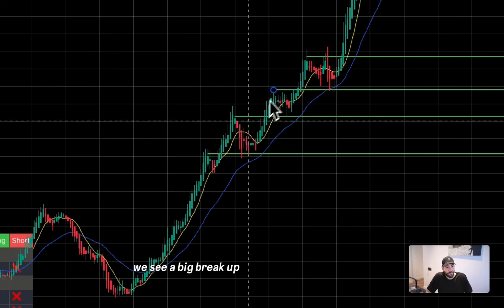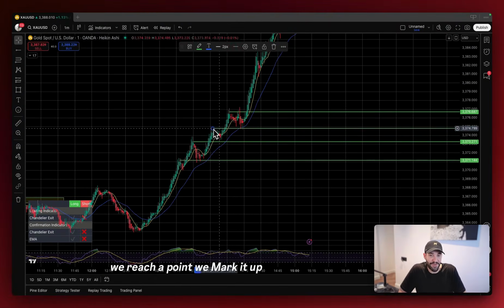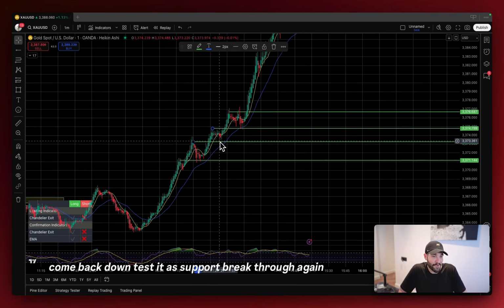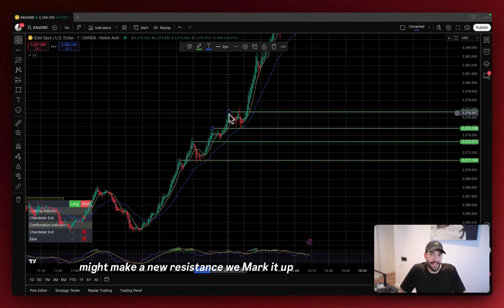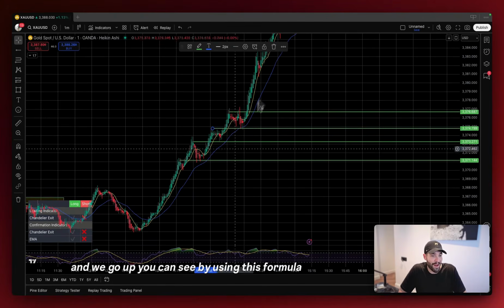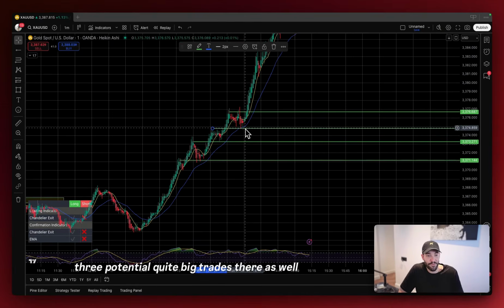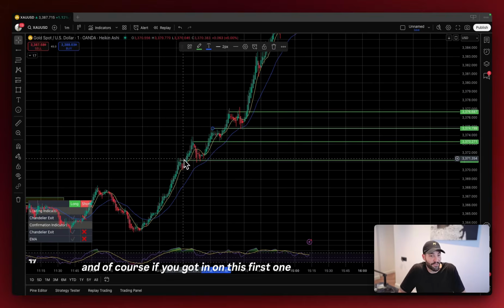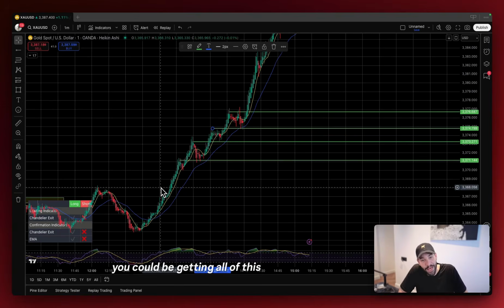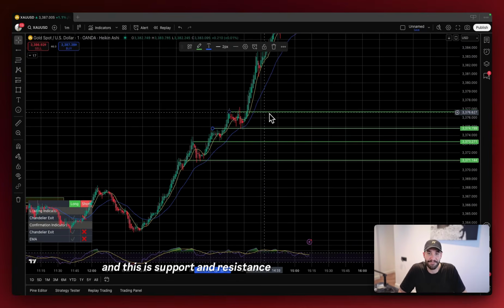We see a big breakthrough of this previous resistance. It comes back, we reach a point, we mark it up, come back down, test it as support. Break through again, might make a new resistance. We mark it up, we come back down, we test the previous resistance as support, and we go up. So you can see by using this formula, we've got 1, 2, 3 potential quite big trades there. And of course, if you got in on this first one and you're hedging as you go, or scalping as you go, and you're moving your stops up and practicing good risk management, you could be getting all of this entire movement as well. And this is support and resistance.